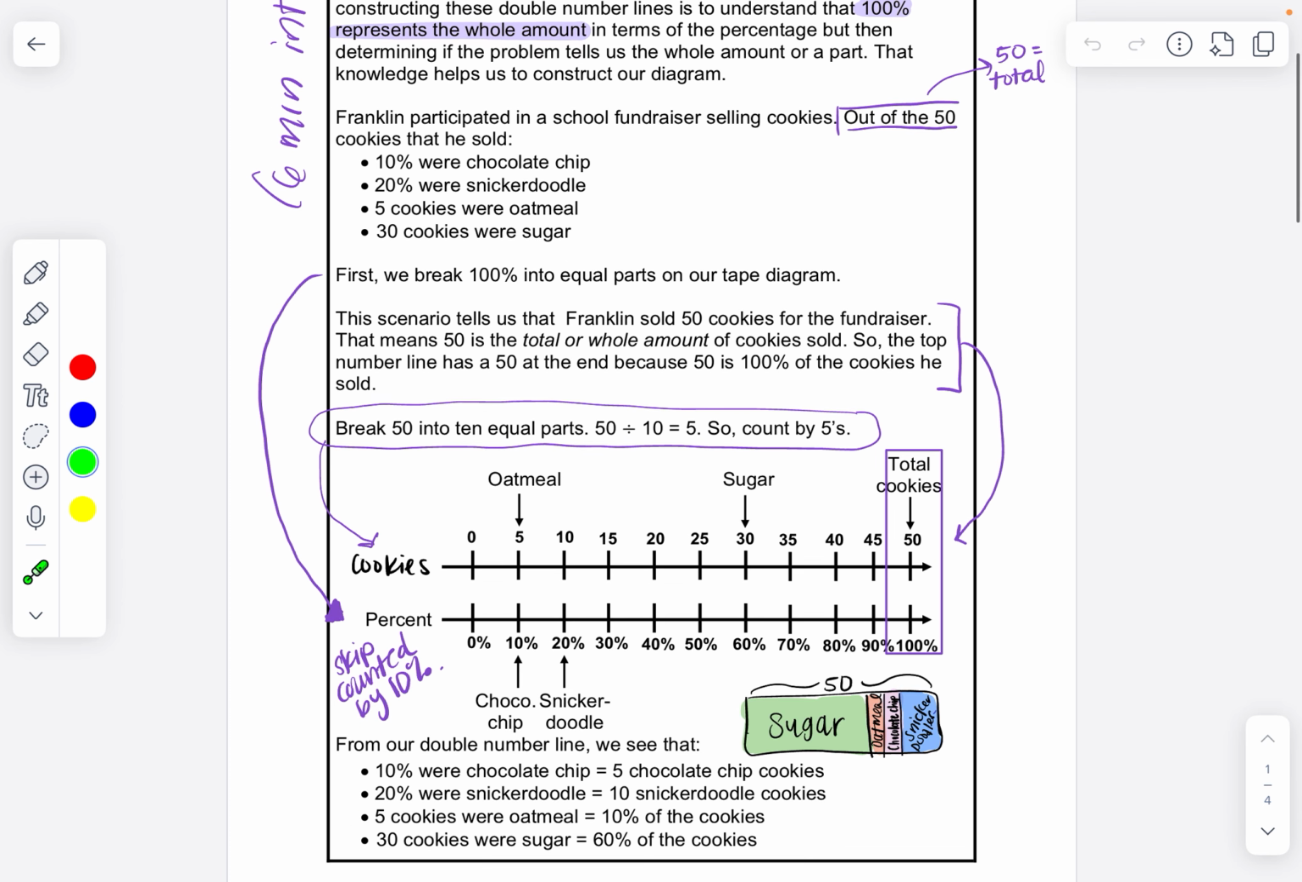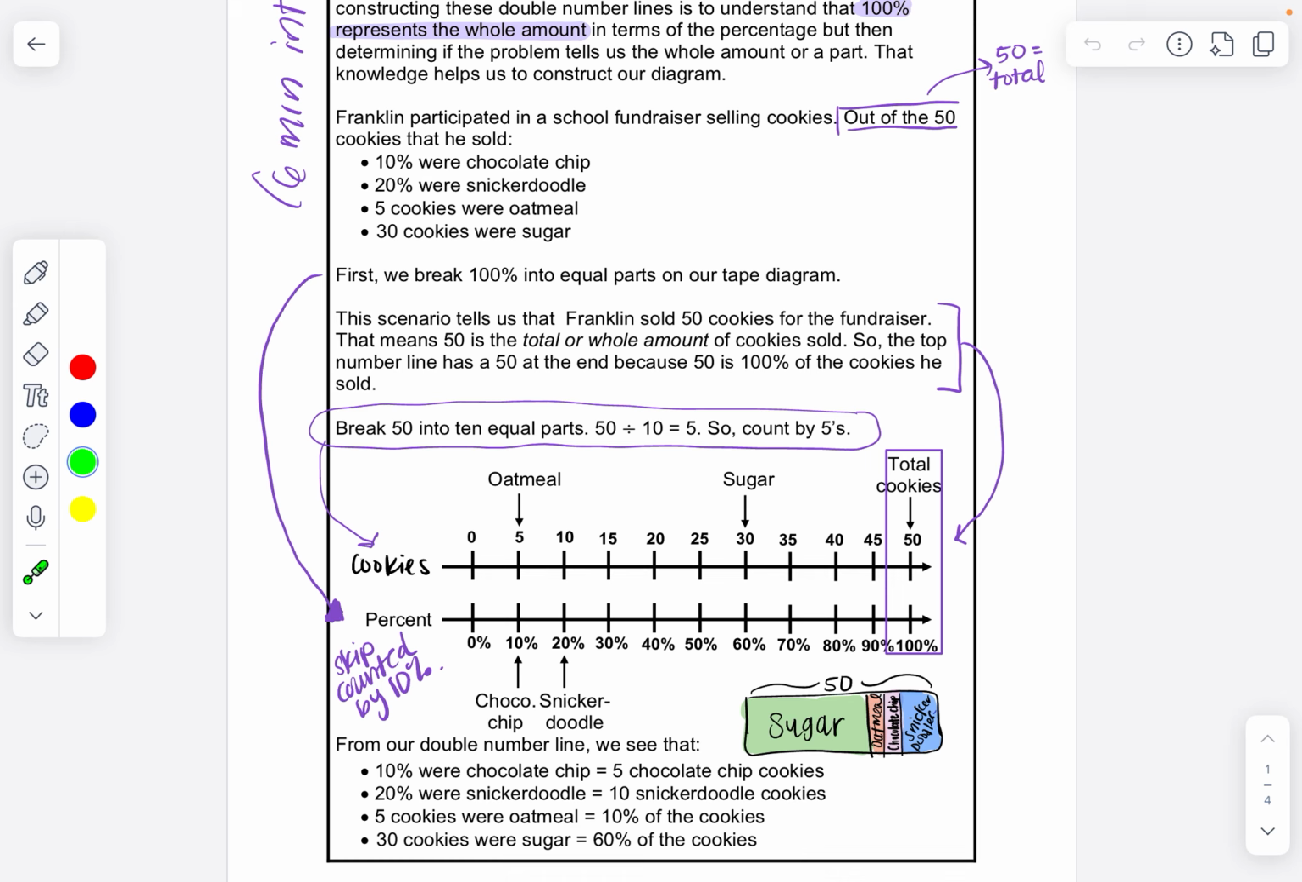So this is where the double number line comes into play. Okay, so it says first we break 100% into equal parts on our tape diagram. So students are going to first create the percent number line from 0 to 100, skip counting by tens. 0, 10, 20, 30, 40, 50, 60, 70, 80, 90, 100.